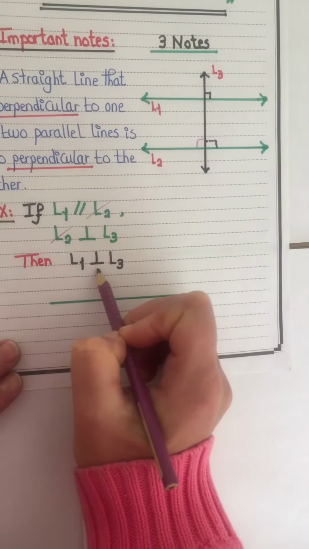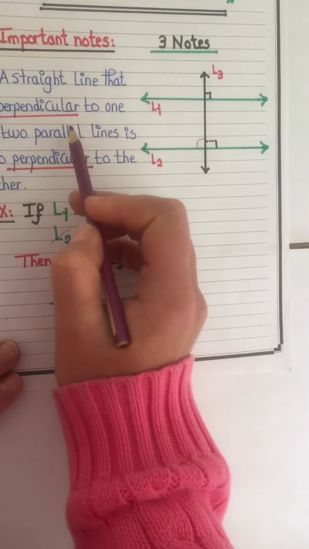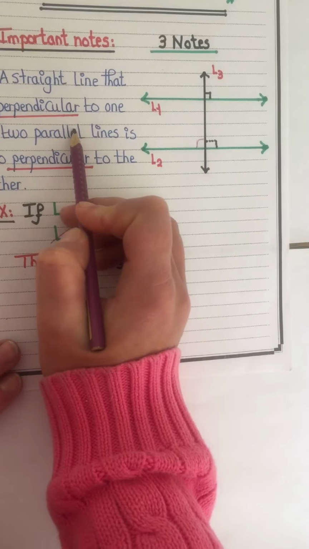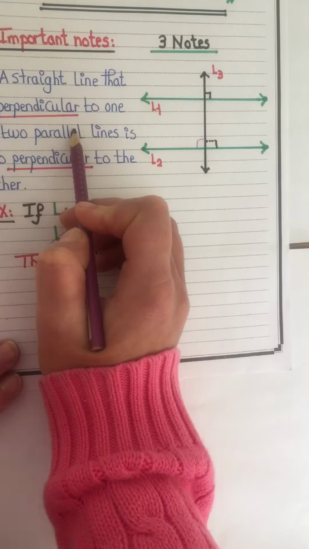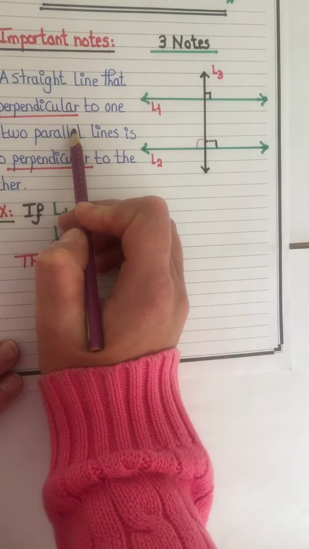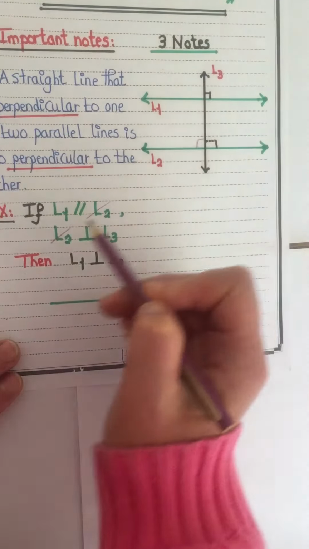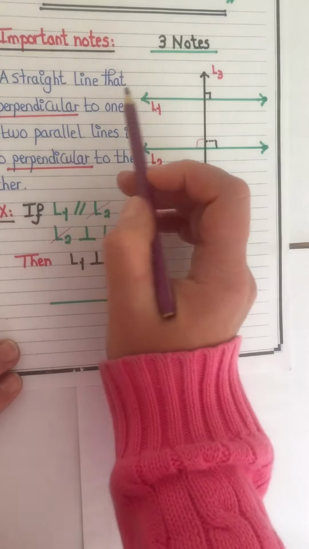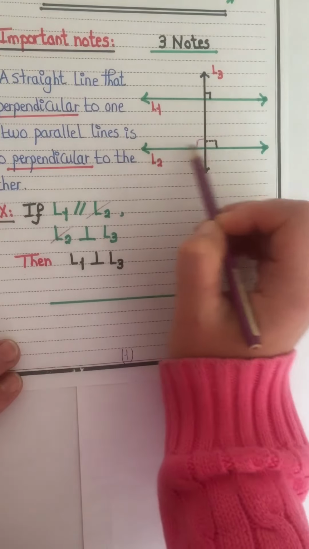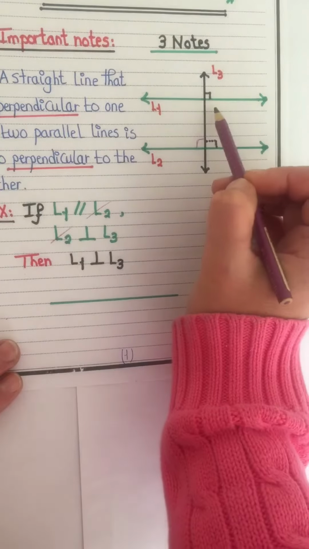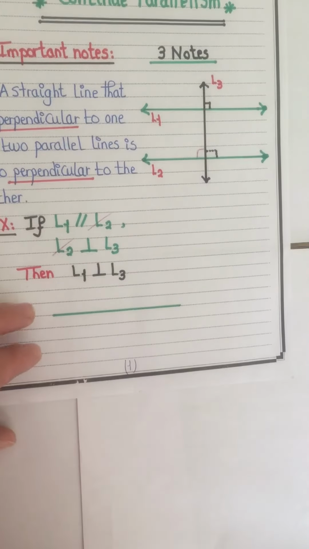It's perpendicular, okay? So a straight line that is perpendicular, we have to know it well because it's coming in problems. How can we know that both of them are parallel or perpendicular? So any straight line that is perpendicular to one of the two parallel lines, this means it is perpendicular to the other one, okay? But let's take the reverse of this note.